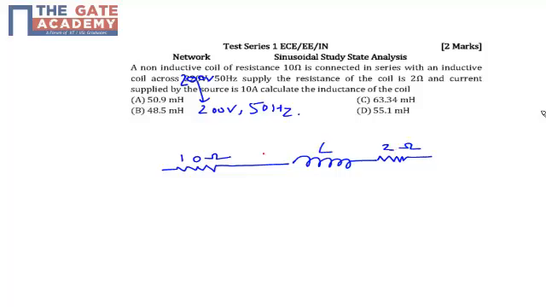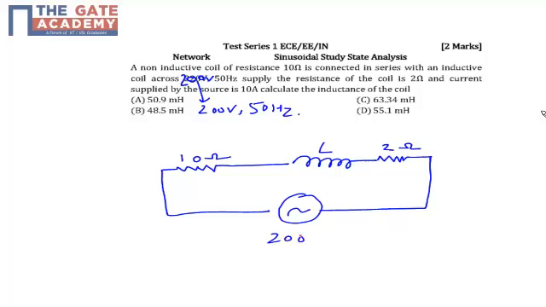It's an inductive coil with some inductance L, and the current supplied by the source is 10 ampere. The source is given the specification of 200 volt and 50 hertz, and the question says that you have a source current of 10 ampere. So calculate the inductance of the coil.